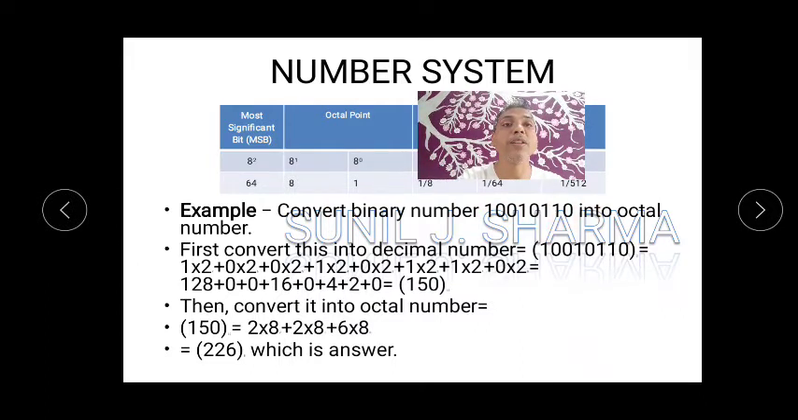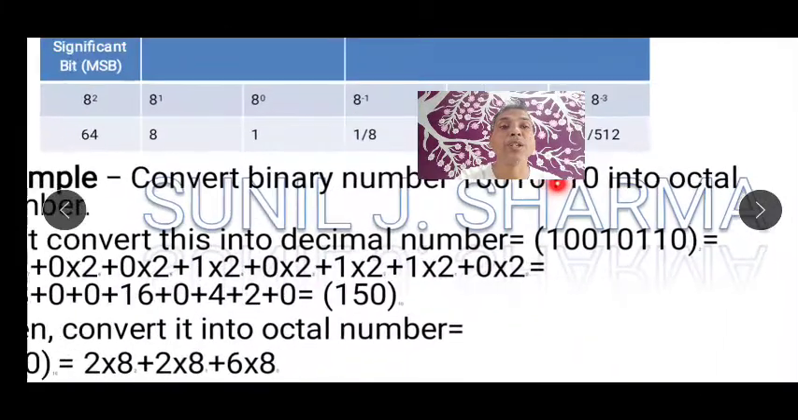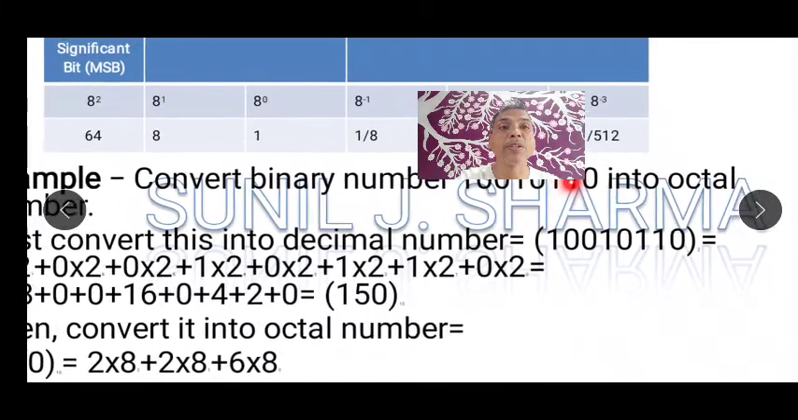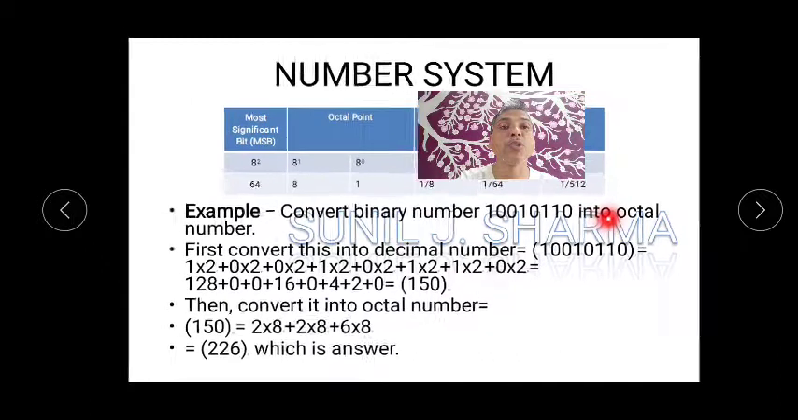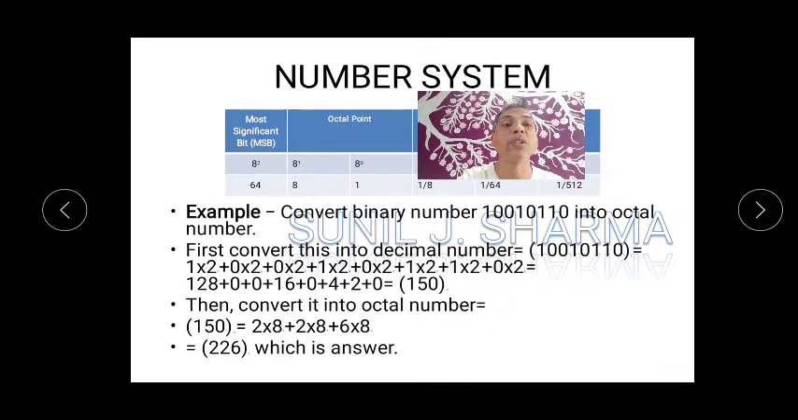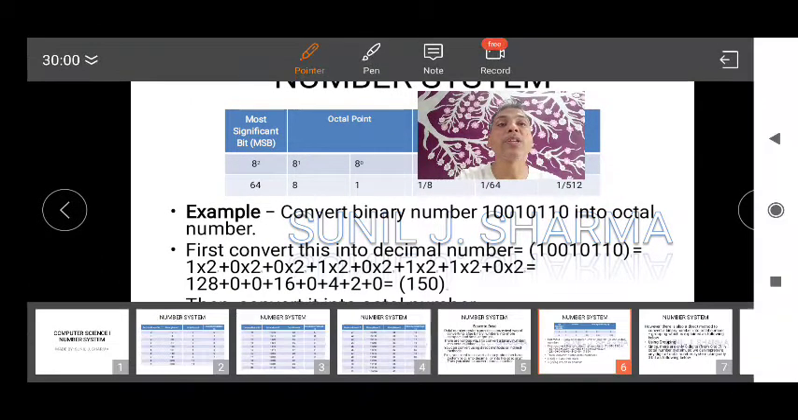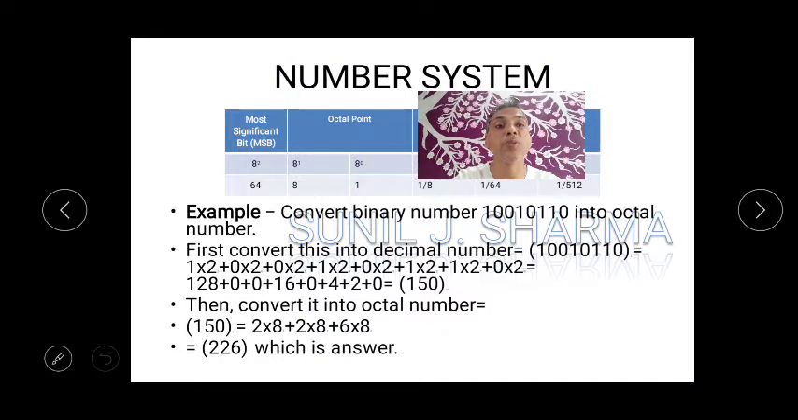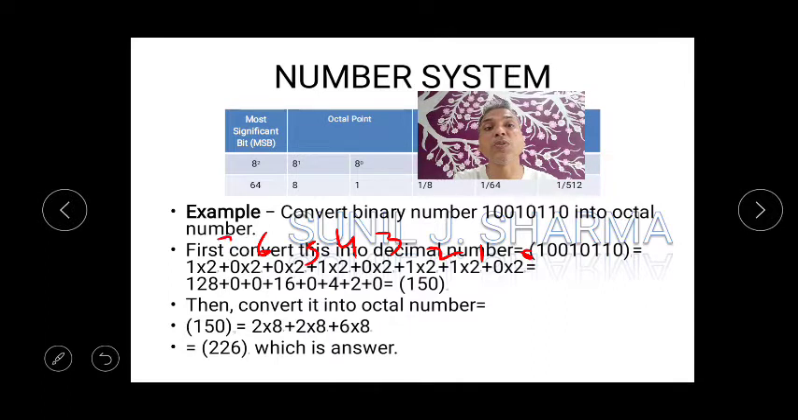This is your binary number to octal number. So you already know that here we will be writing the base as 2 raised to 0, 2 raised to 1 and so on. I think it is there, but it's very small. So here 2 raised to 0, 2 raised to 1, 2 raised to 2, 2 raised to 3, 2 raised to 4, 2 raised to 5, 2 raised to 6 and 2 raised to 7.